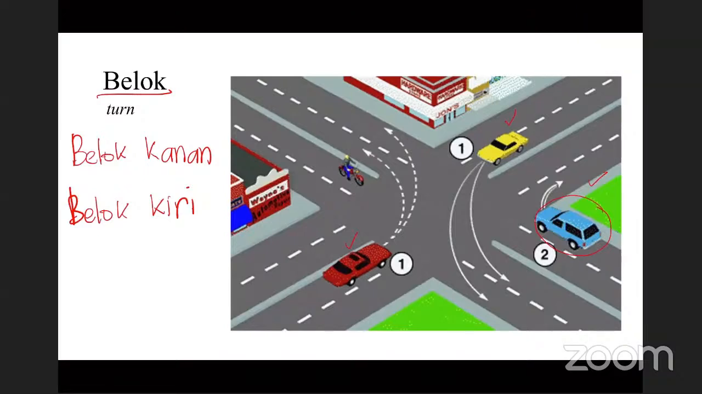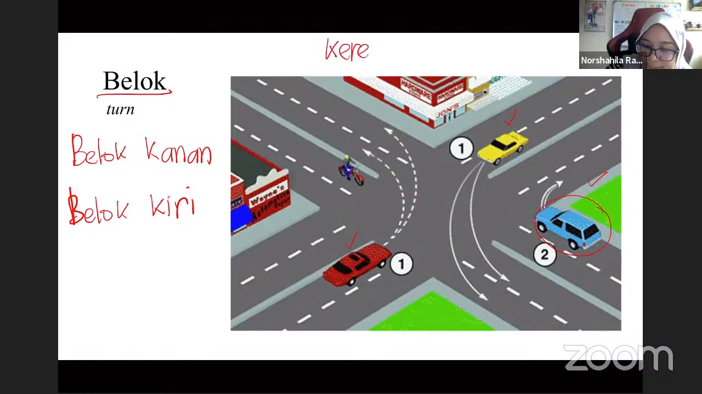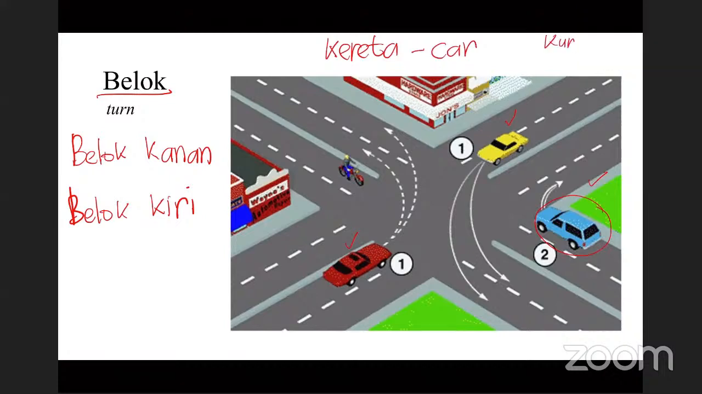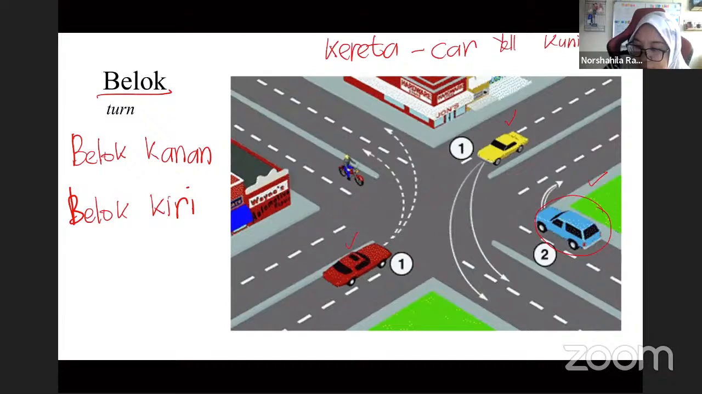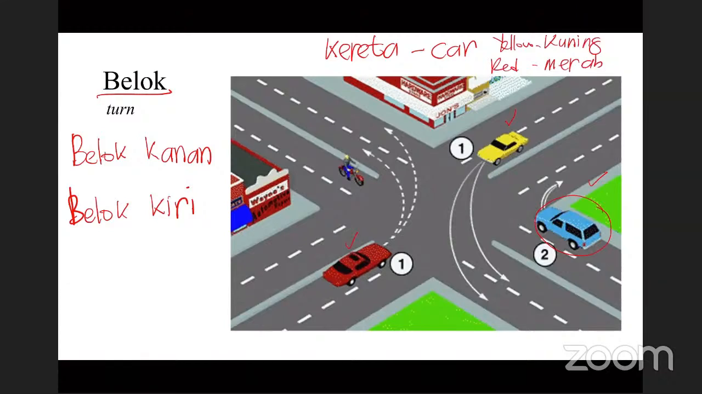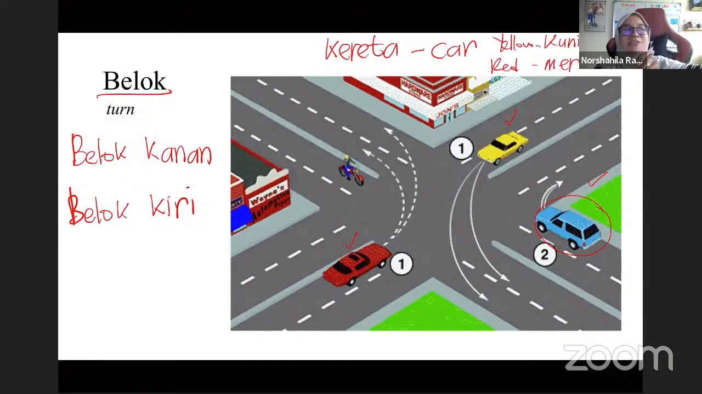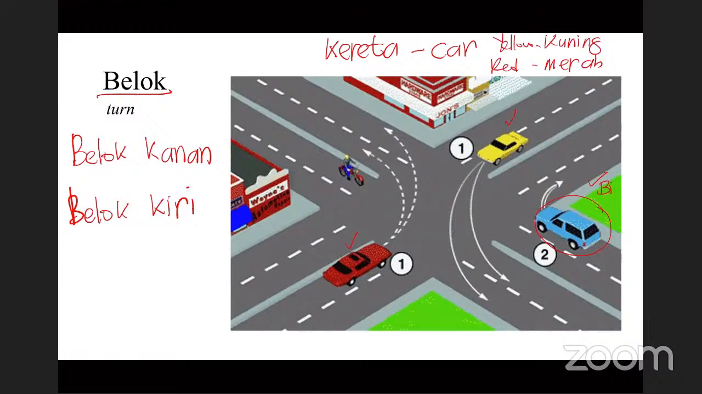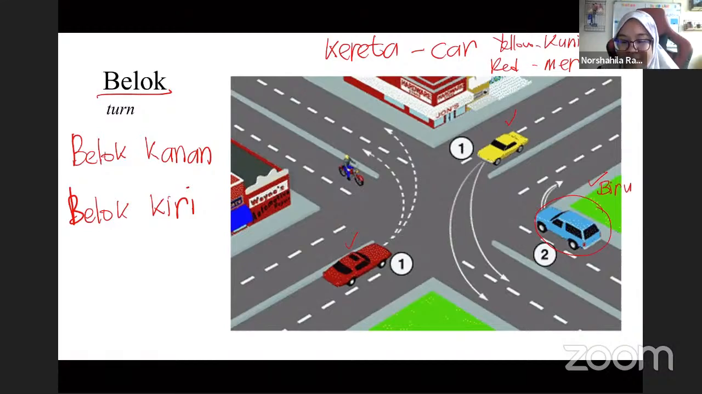So in Bahasa Melayu we call a car a kereta. Yellow is kuning. This is yellow. And then we have red, which means merah. Yes, correct. So when you want to be specific, sometimes you want to get direction and you see a car. Okay, that one is kereta merah or kereta kuning. Okay, what is blue in Bahasa Melayu? Biru. Yes, biru, kereta biru.